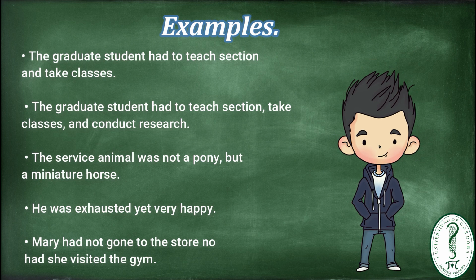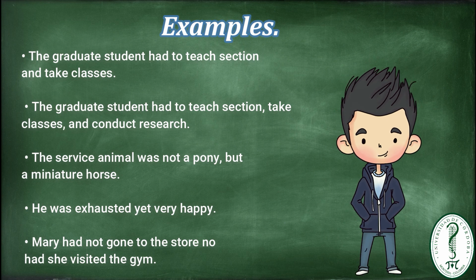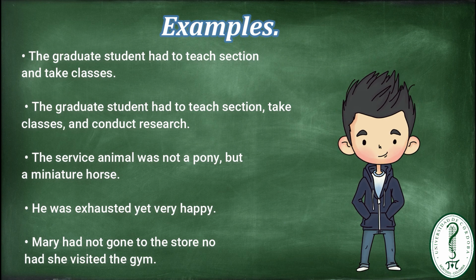The graduate student had to teach section, take classes, and conduct research. In this example, you can see that a comma is necessary because there are more than two elements connected with and. Now you can see and read the example with but. If you notice, a comma is before but.